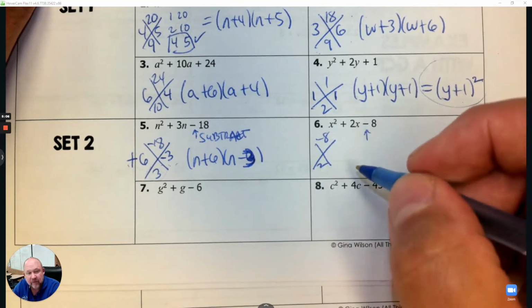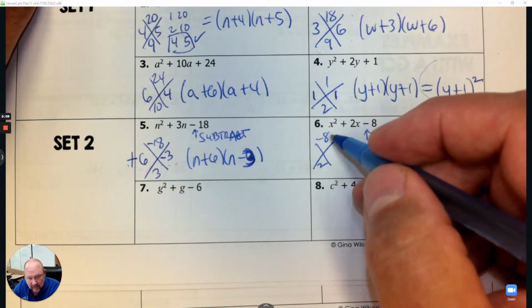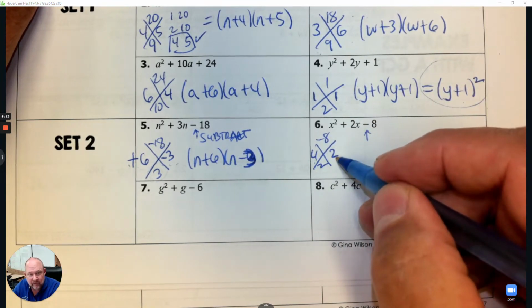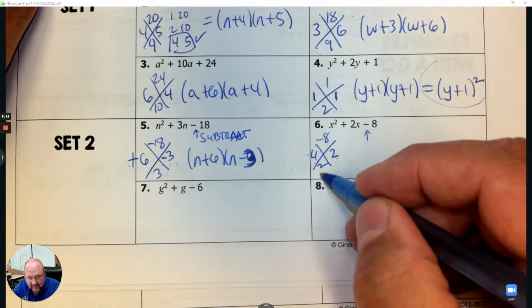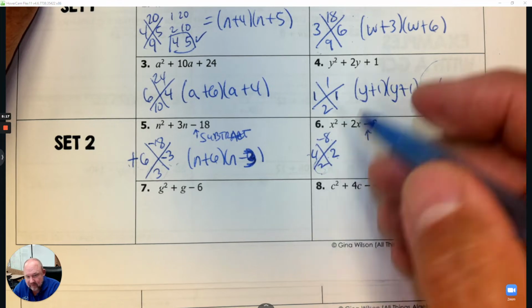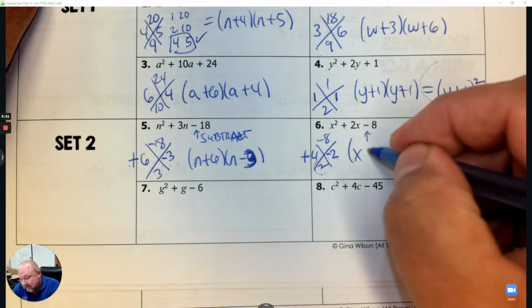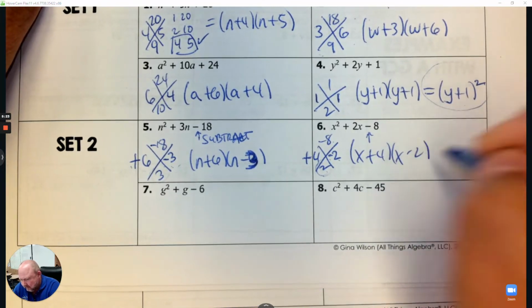So what two numbers subtract to 2 but multiply to 8? So 4 times 2 is 8, and they subtract. When this is positive, the larger number is going to be positive, and the smaller number is going to be negative. And so it's plus 4, subtract 2.